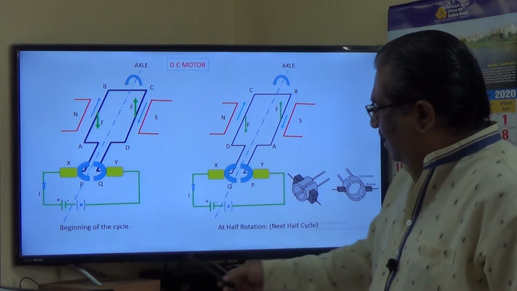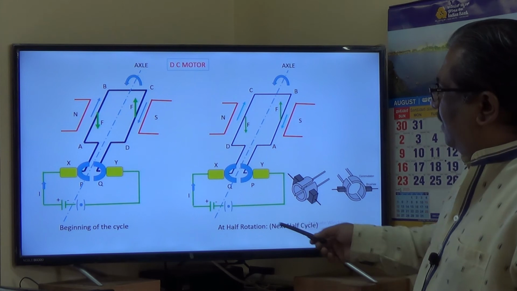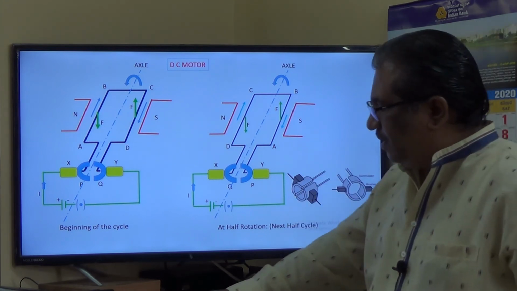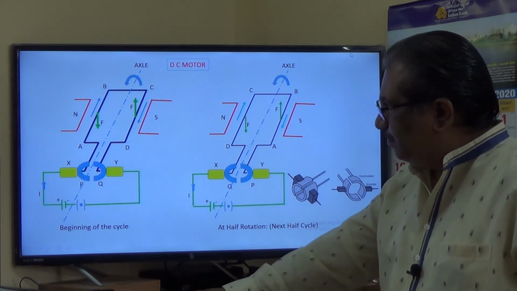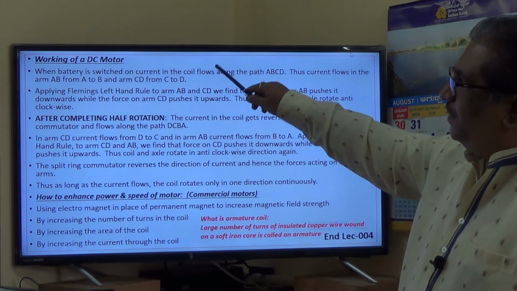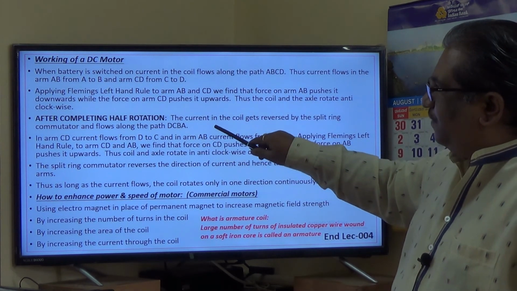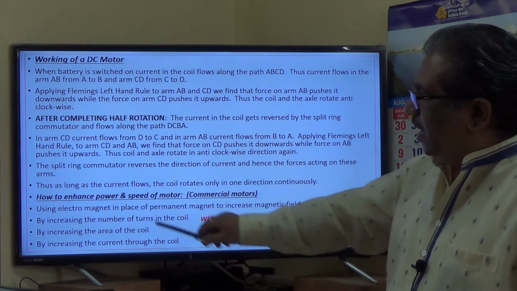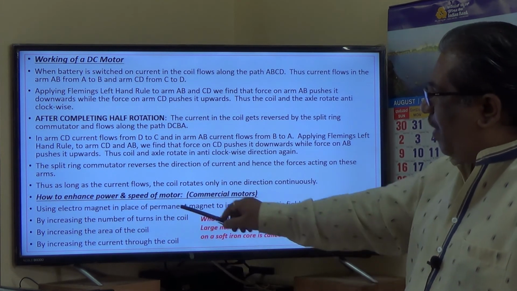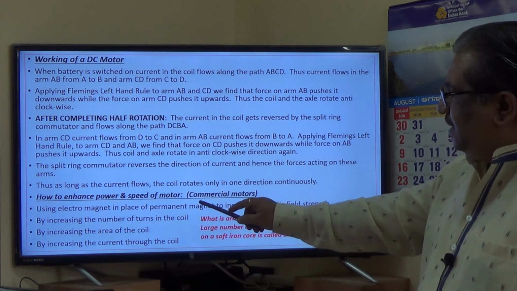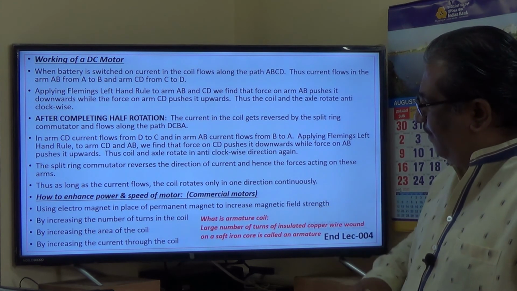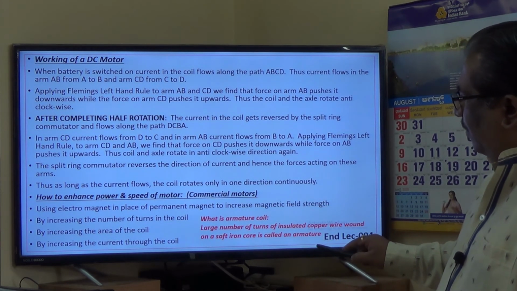So the beginning of the cycle, at half rotation, that is the next half cycle. These are the changes which I have explained clearly. Pause the video and note down. And the working of the motor after completion of the half rotation, how does it work and how to enhance the power and speed of the motor. And this is how commercial motors work basically. And what is an armature coil finally over here.